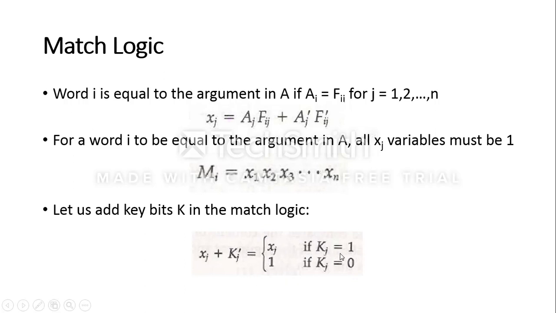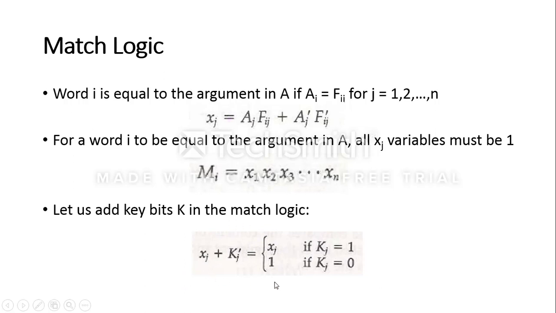If kj is 1, that means the exact match should be there between aj and fij. So in that case, if kj is 1, then its complement will be 0. If one of the arguments in the logical OR operation is 0, the result of the final OR operation depends on the other argument, that is xj. Now the second argument is 0, so the output of this OR operation will be xj. If xj is 0, the output will be 0. If xj is 1, then the output will be 1.